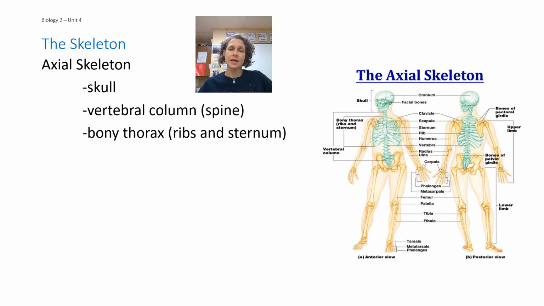But this is basically the bones that are attachment points in some cases, or really more bones that are protective of some of your other organs. So the skull, of course, is going to protect your brain. Your spine is protecting your spinal cord. Your thorax, your ribs and your sternum are protecting your heart and lungs, which we've talked about before. And so we're going to go through the individual bones and some of the structures that are kind of unique about each one.